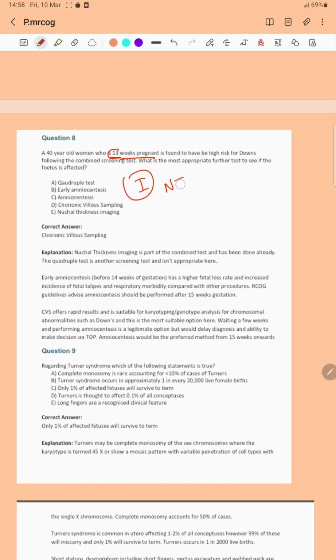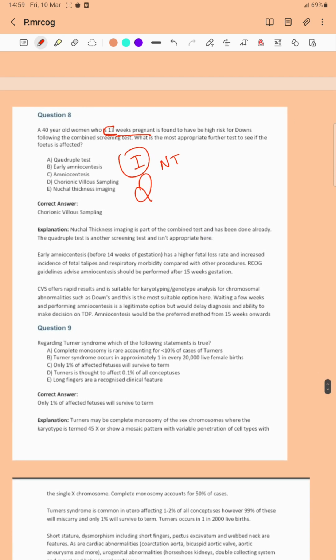Here the nuchal thickness imaging is a part of the combined test and has been done. And in our case, what is the next thing? It is the quadruple test. It is another screening test, but here the quadruple test has not been done. So next thing, the amniocentesis. So what is the amniocentesis?